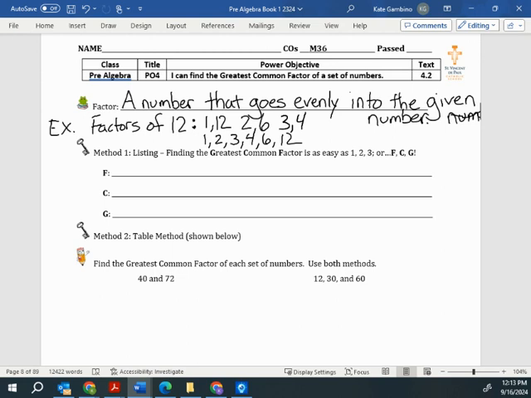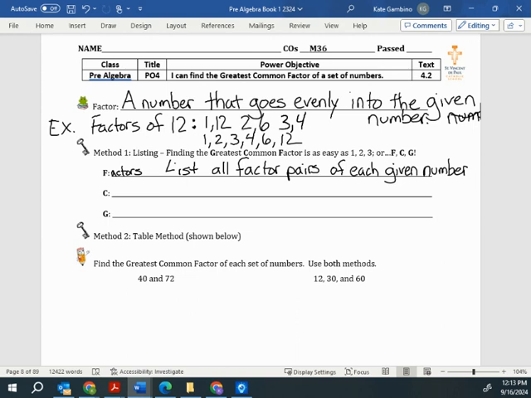And we're going to learn what FCG stands for. F is for factors. Right? So we're going to list all factor pairs of each given number. Because when we're finding a common factor, we're going to have multiple numbers we're looking at. So we're going to find all the factor pairs of all the numbers that you're given.